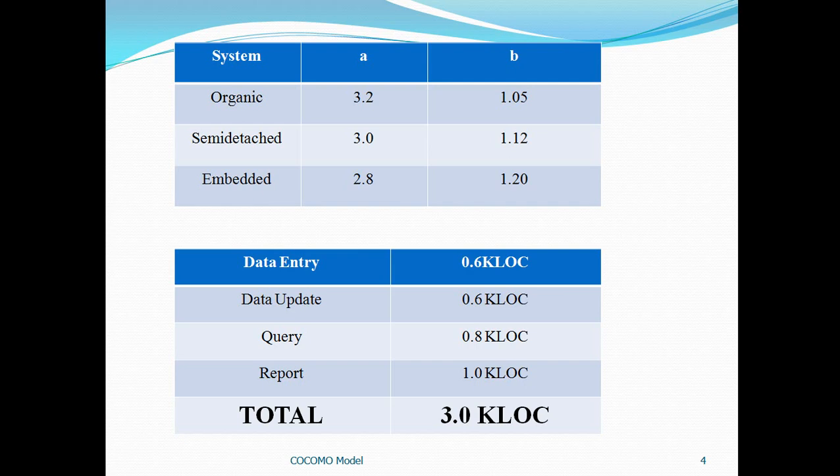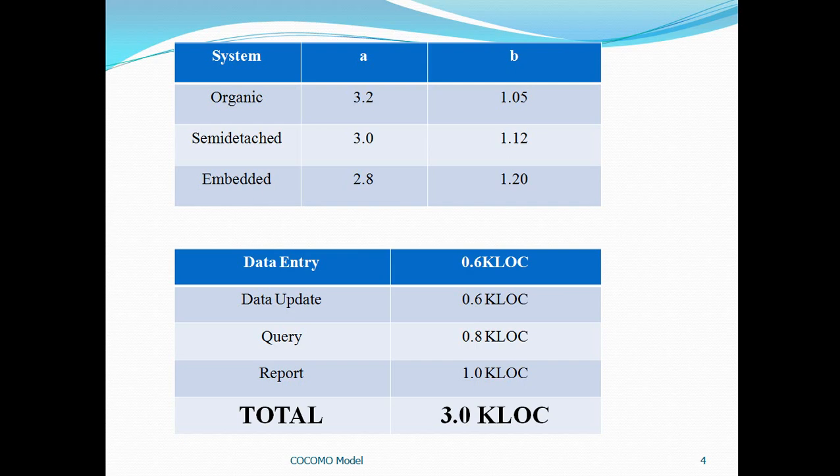We have two tables. Table 1 is for the system type and the system complexity. Here, under system type, there are three types of system: organic, semi-detached and embedded, right? And the complexity of the project, A and B. The three different projects have three different complexities. It varies from project to project. And the second table shows the total size of the project.